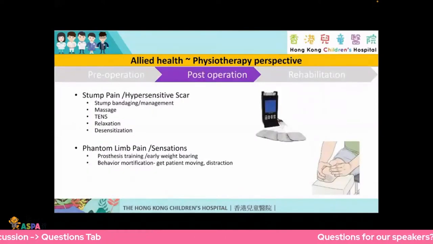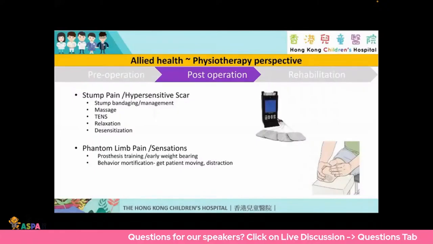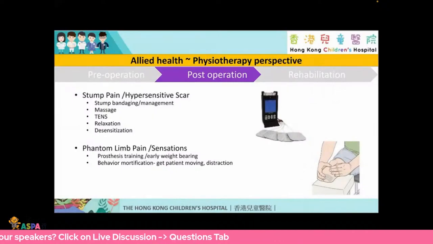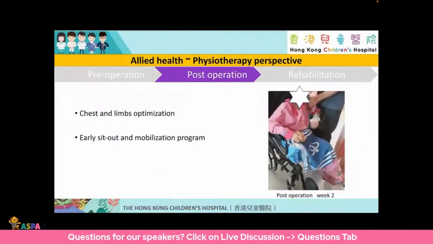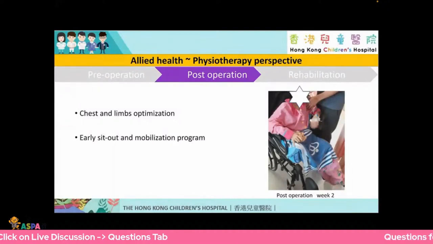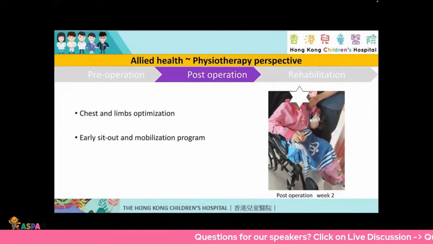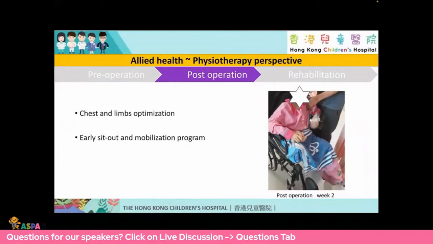In the immediate post-op period, they focus on the management of the various sensations and pain, from stump pain to hypersensitive scar, phantom limb pain, and sensations. And then once the girl is able to leave the bed, they try her on an early sit-out and mobilization program. By week 2, the girl is already able to sit in this modified wheelchair.